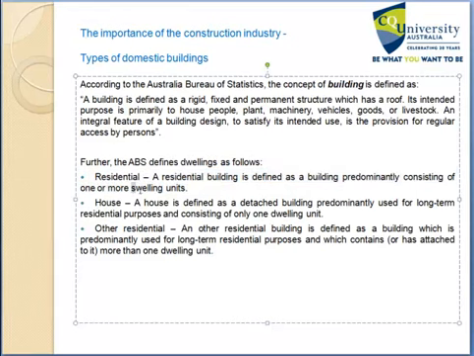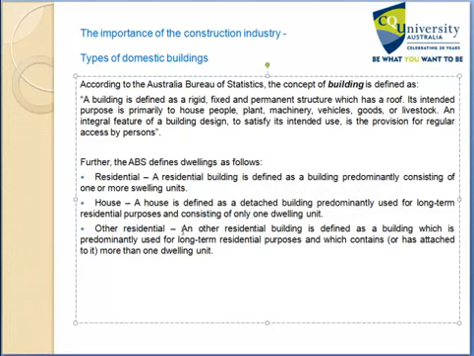Sorry for a typo. It should be dwelling units here. And house. A house is defined as a detached building predominantly used for long-term residential purposes and consisting of only one dwelling unit. So a house only consists of one dwelling unit.